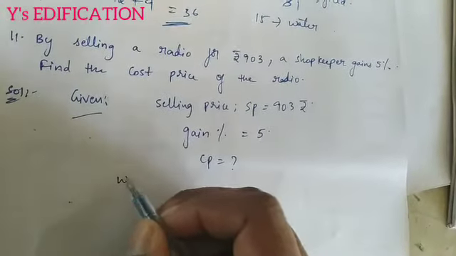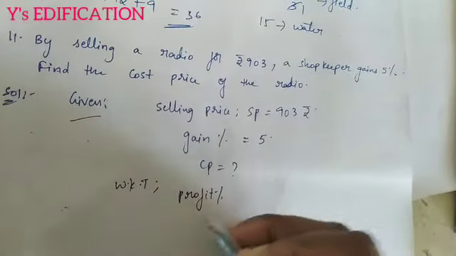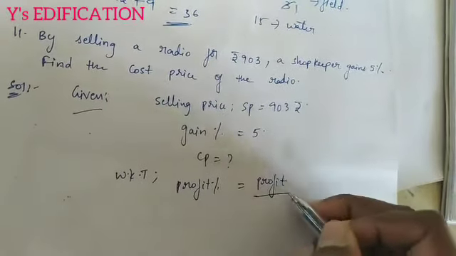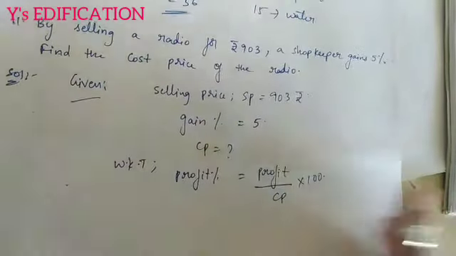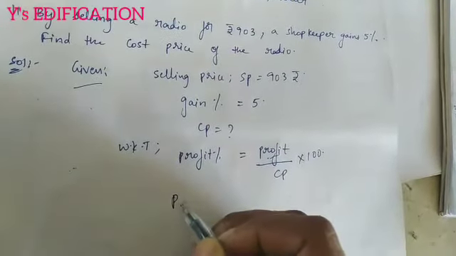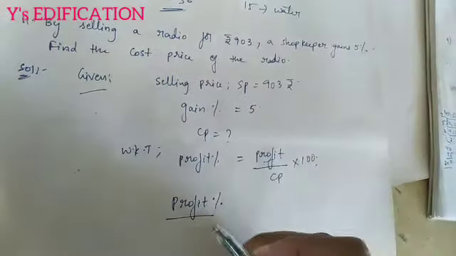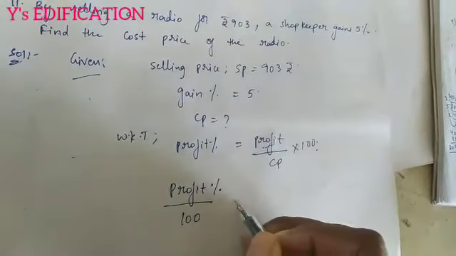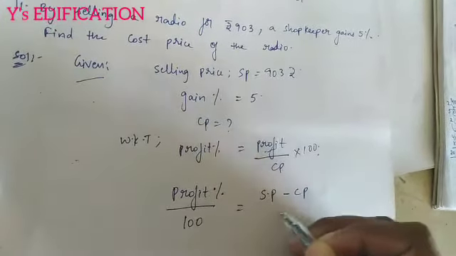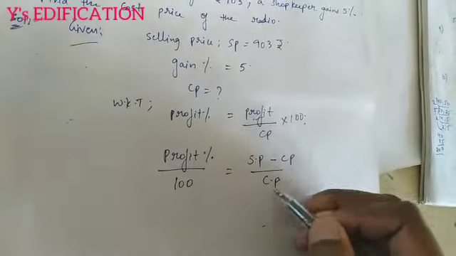So we have to know that formula. What is the profit percent formula? Profit percent or gain percent is equal to profit by CP into 100. Here what is the profit? So profit percent by 100, I am transposing this 100 to the LHS side. This is in the multiplication, so it will become division, is equal to profit by CP. Profit means selling price minus cost price by CP.